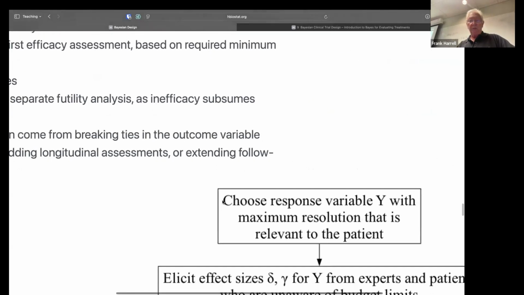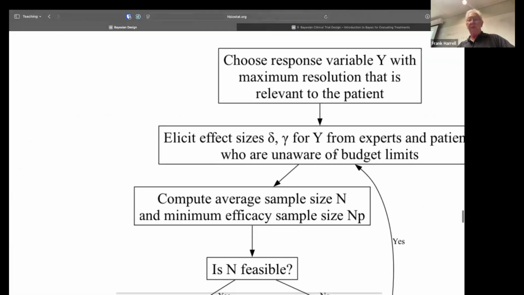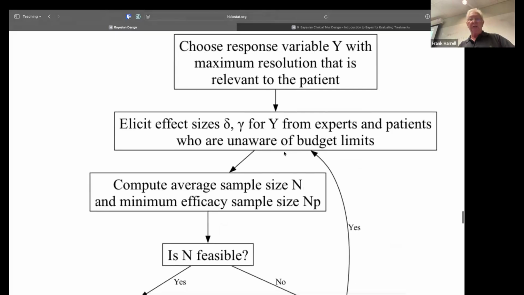So this is what we start with. Choose an outcome variable with the maximum resolution that's relevant to the patient. That's how you get maximum Bayesian power or frequentist power. We elicit the effect sizes delta and gamma for this Y from the experts and patients who are unaware of budget limits. Now, this unaware is all important.